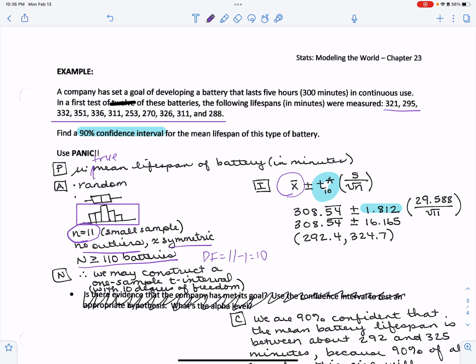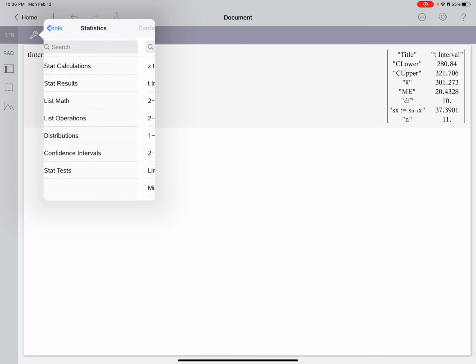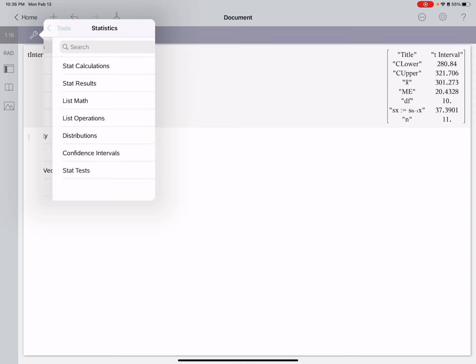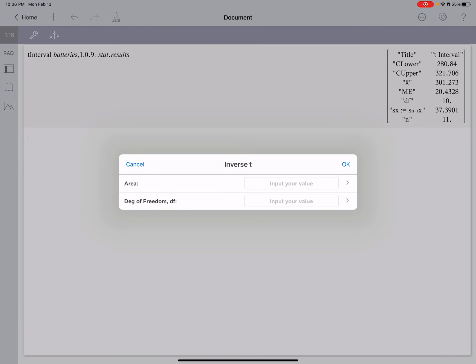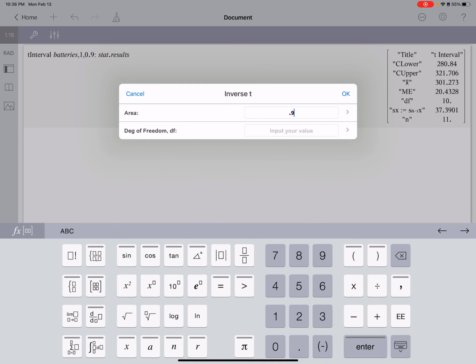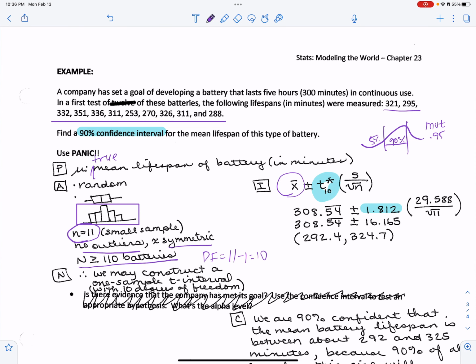So I would have to go, remember, it's the middle 90%. And so I would need that extra 5%. So I would do inverse t, and I'd have to put in 0.95 for 90%. So we're going to go do that. Menu, stat, distribution, inverse t, area 0.975, and degrees of freedom is 10. And there's that 2.228 that we were looking at.